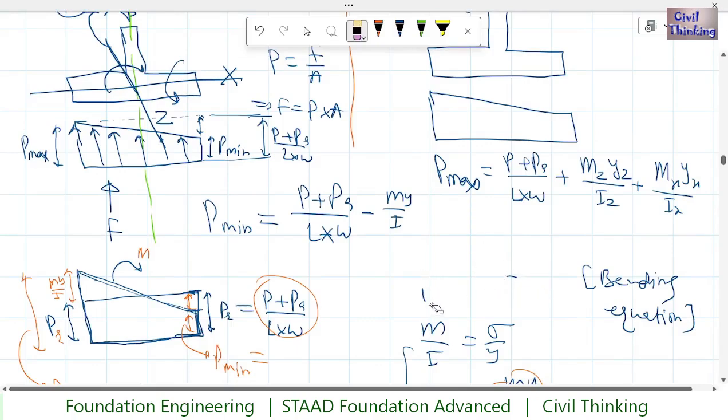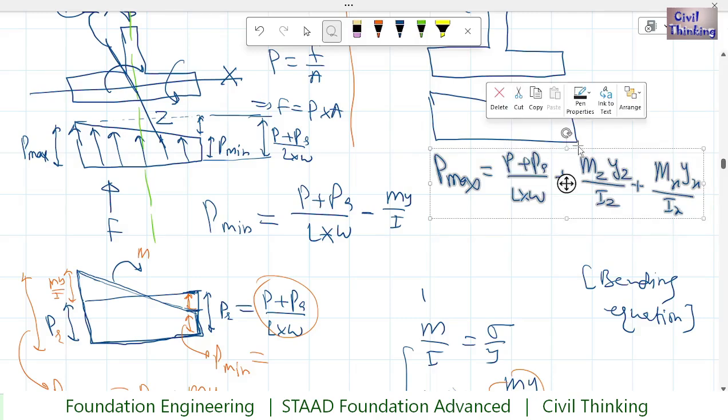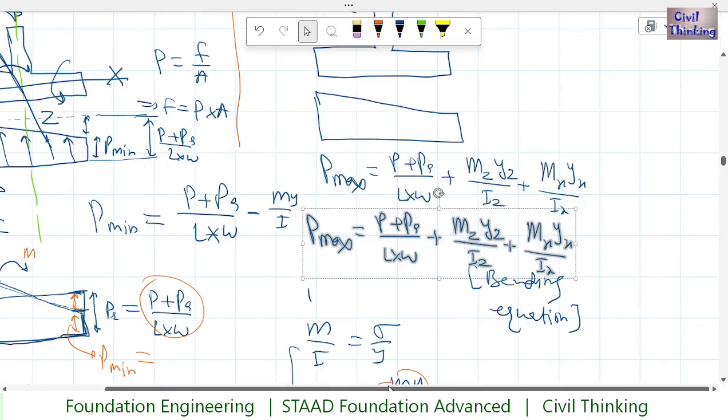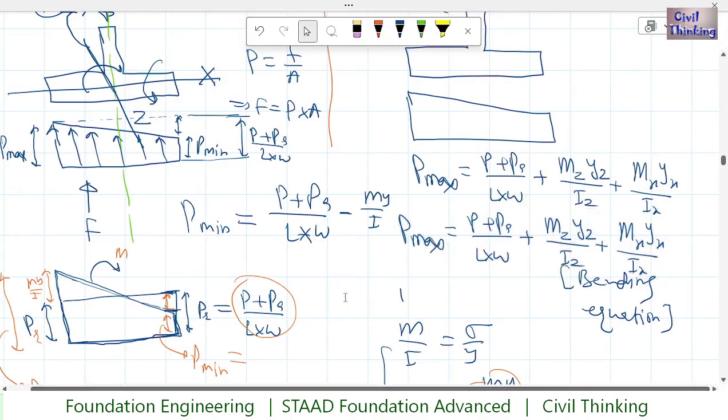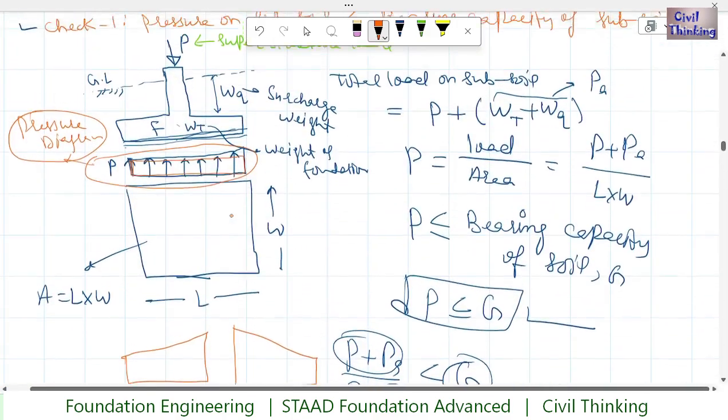And we are going to have the P minimum. Okay, same thing, but here it is going to be a negative sign. So anyways, we have done one step.